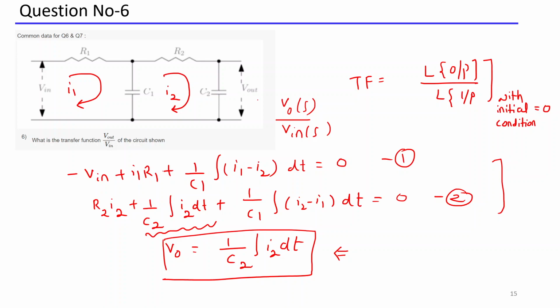Yes, ma'am, do you have any problem? Sir, the answer will be 1 upon (s plus 1) whole square. Sorry, ma'am, just a minute. Let me check.